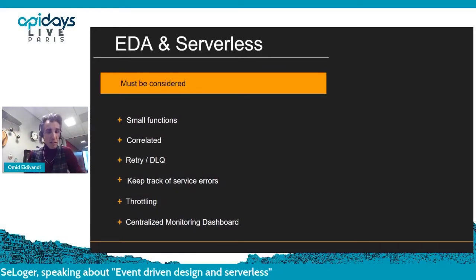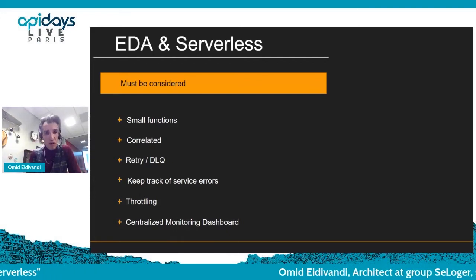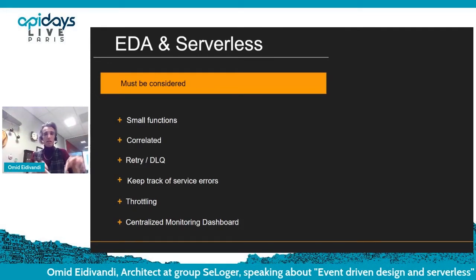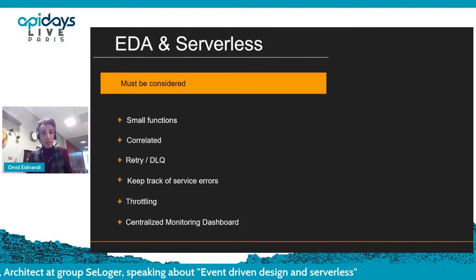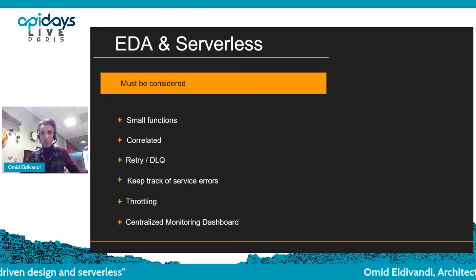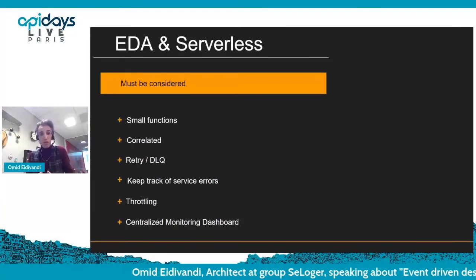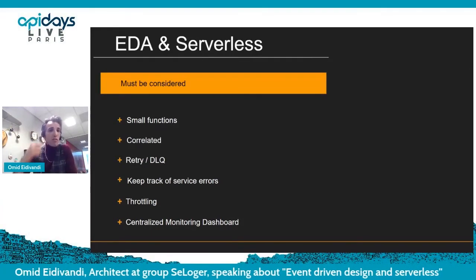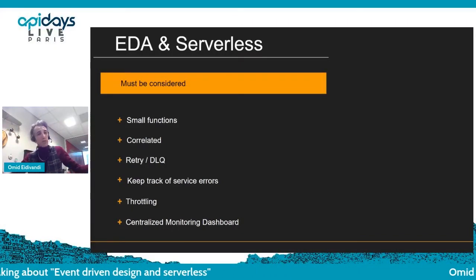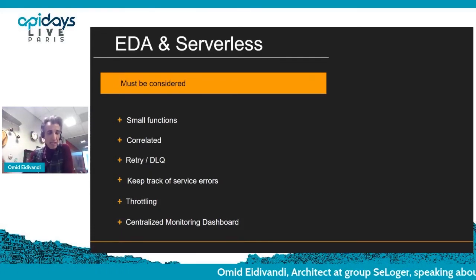We talked about EDA and serverless, and what must be considered. Use functions as small as possible, and collaborate across your full environment. When we decouple one process into 10 processes, you need to pass a request ID, trace ID, or correlation ID through the full system and track them, and use a centralized monitoring dashboard to be able to track one request, one action, which arrives in your ingestion part, is processed, and is distributed in other parts of your system. For example, your data platform.